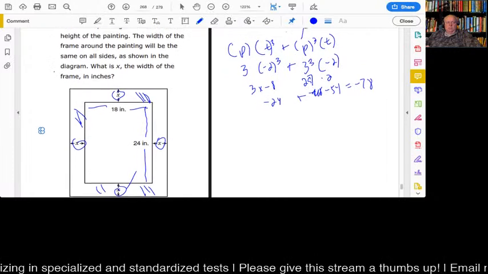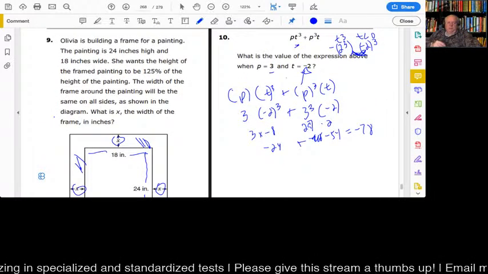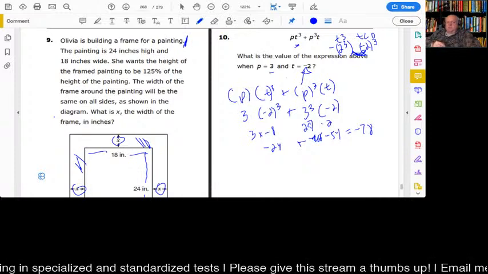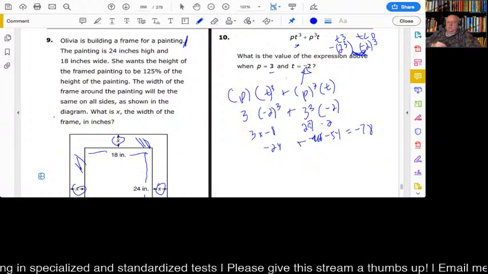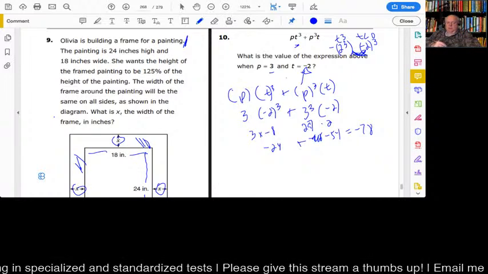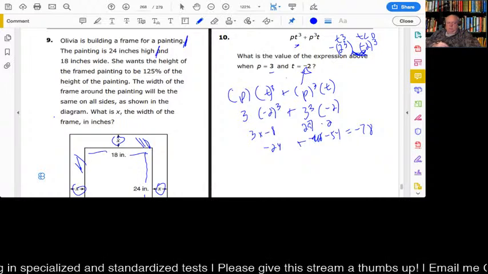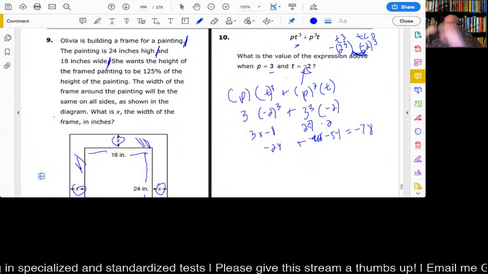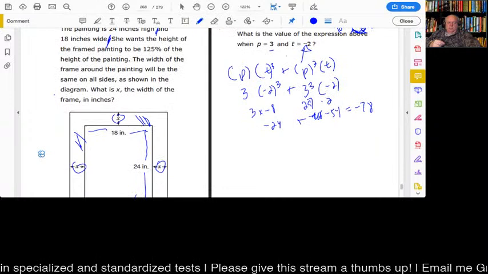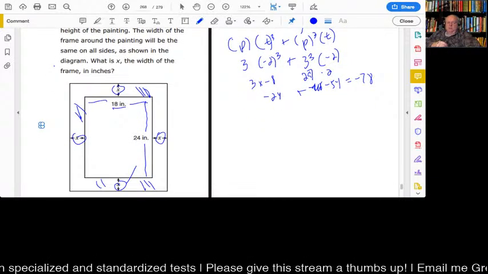So let's look at the actual words. Okay, Olivia is building a frame for a painting. Cool. So if you notice, I always put this little marker here, because it means that's what I read up to, and I'm just going to try and understand it. Okay, the painting is 24 inches high. Cool. And 18 inches wide. Cool. Okay, and as I do this, I'm making mental notes to myself. All right, so we already see that already written on here. 18 inches wide, 24 inches high.